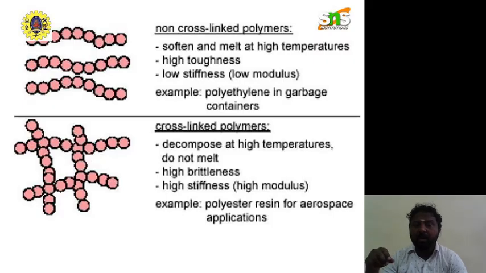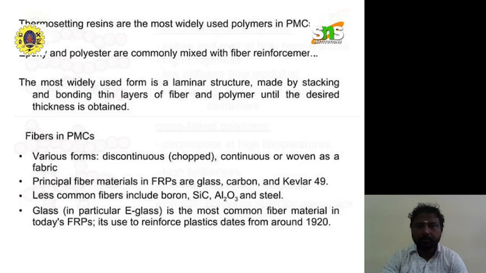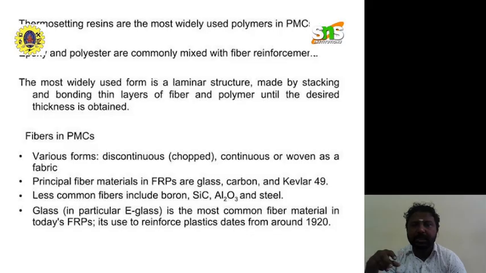For example, polyester resin for aerospace applications. And thermosetting plastics are widely used in aerospace and automobile engineering to form a laminar structure, made by stacking and bonding thin layers of fiber and polymer until the desired thickness is obtained.